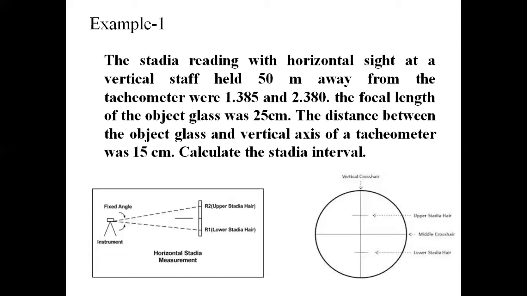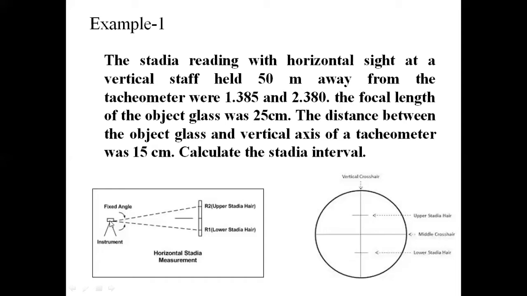According to our numerical number one: the stadia readings with horizontal sight on a vertical staff held 50 meters away from the tachometer were 1.385 and 2.380 meter. These are the hair readings. The focal length of the object glass was 25 centimeters. The distance between the object glass and the vertical axis of the tachometer was 15 centimeters. Calculate the stadia interval.